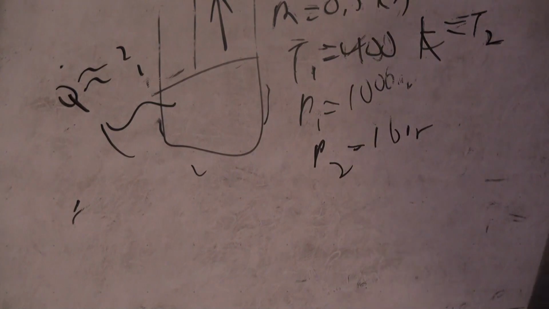We're going to assume it's a closed system. There are no leaks. We're going to assume that there's no shaft work. There's boundary work, but there's no shaft work. We're going to assume that delta KE and delta PE are pretty much zero.